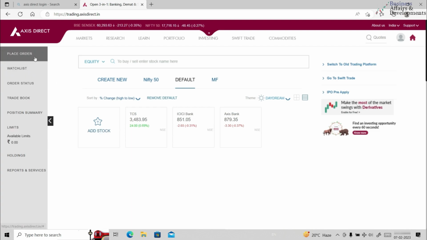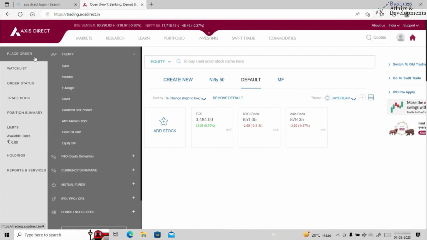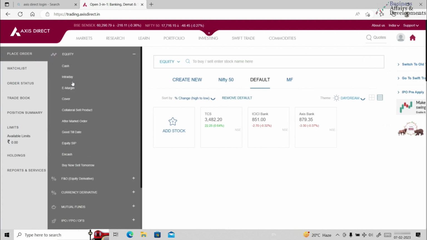First tab is place order. From here, by selecting holding type, we can place a buy or sell order. Like if you want to buy some shares and you want to hold these shares in your Demat account, you will go with cash option. But if you want to buy and sell the stocks on same day, then you will go with intraday option. I show you how we can place order in cash segment.